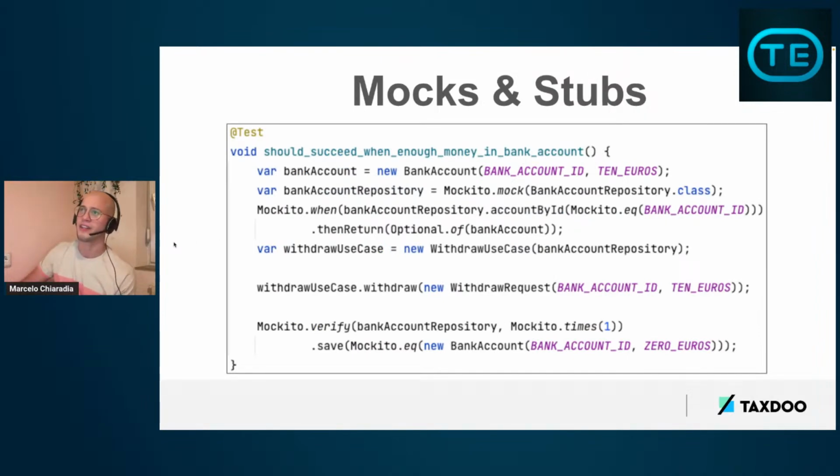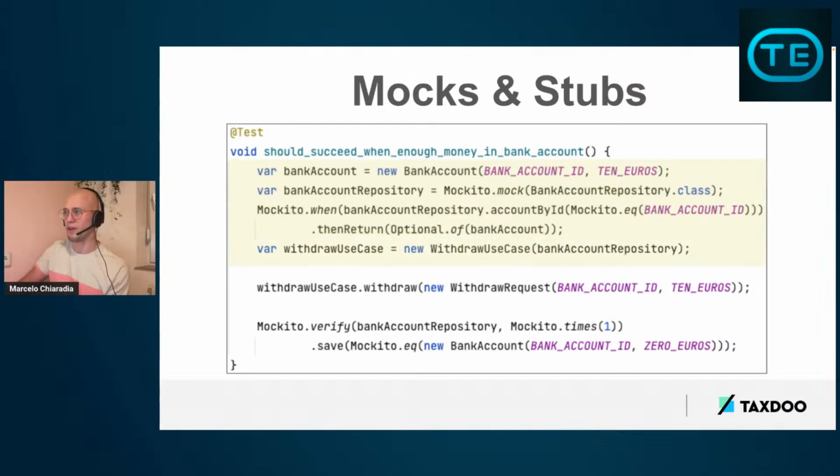We have a test that should succeed when we have enough money in the bank account to perform a withdrawal. You can see what we do. We first have a bank account, then we create a mock of the bank account repository using the Mockito library. Then we perform some assumption. We hard code some values saying that whenever we call the account by ID method in the bank account repository with exactly the parameter of the bank account ID, we should return that bank account.